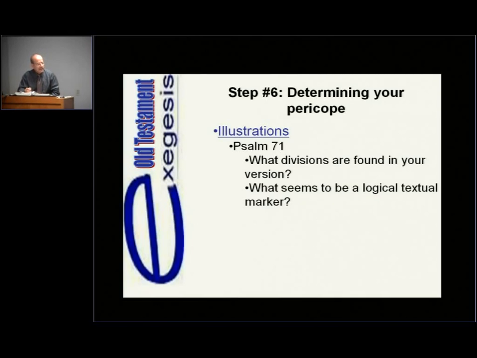Okay, Wayne, what version do you have there? New American Standard. Okay, what are the divisions of Psalm 72 that you've got? It goes 1 through 4, 5 through 7, 8 through 11, 12 through 15, 16 through 17, 18 and 19, and then 20 on its own. Anybody have anything different than that?